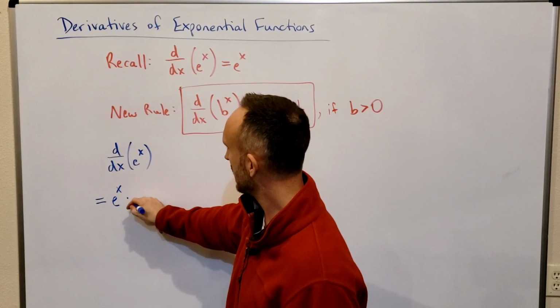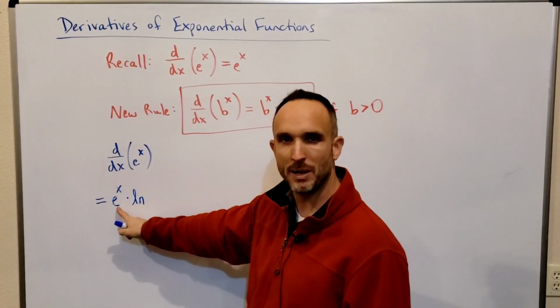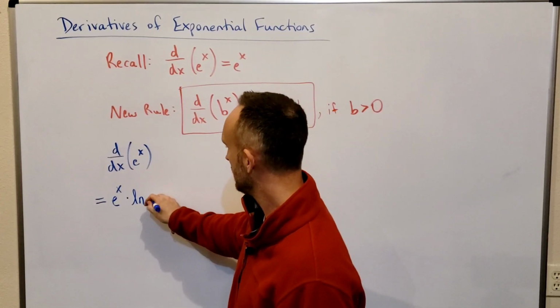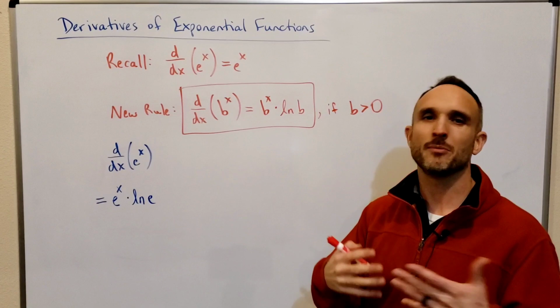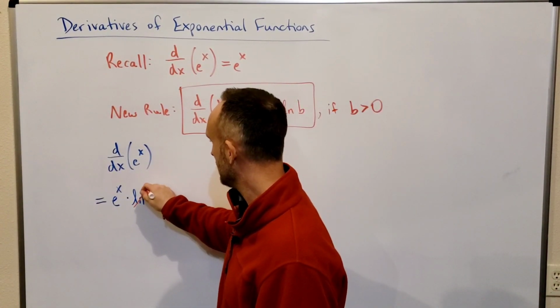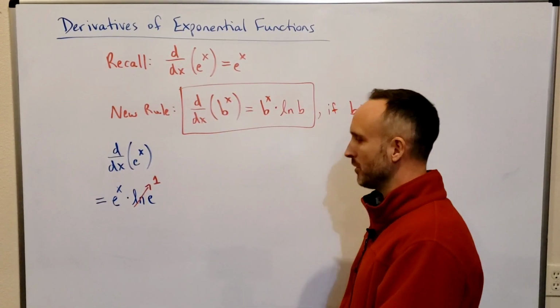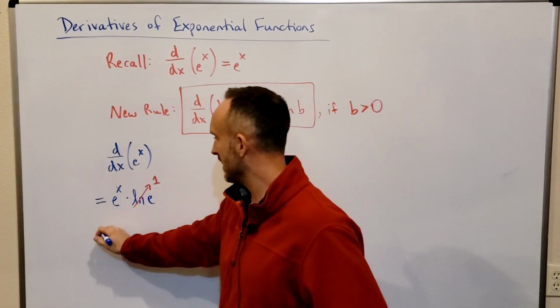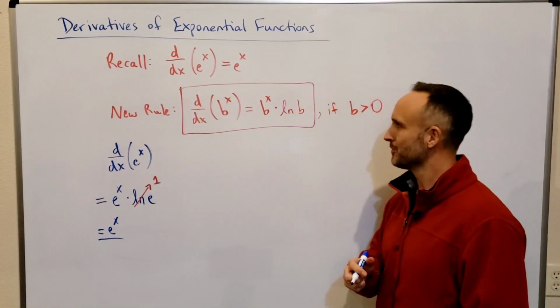But we have to multiply by this extra factor, the natural log of whatever the base is, which happens to be e. And luckily for us, because mathematics is so beautiful, the natural log of e happens to be 1. And so this does not contradict anything we already knew. The derivative of e to the x is still just e to the x. All right, so that's good news.